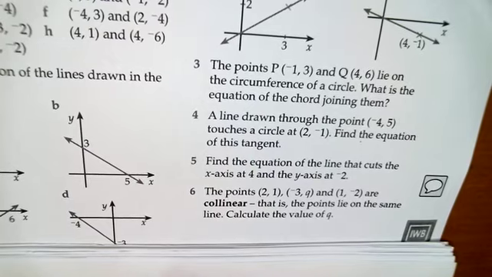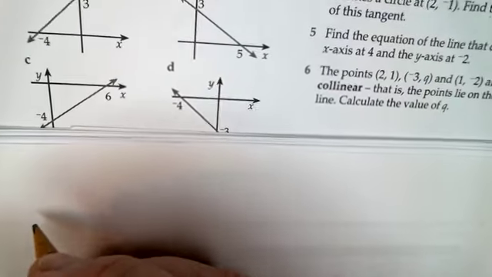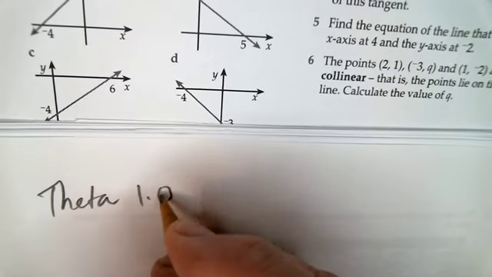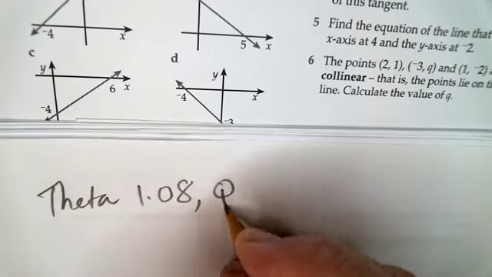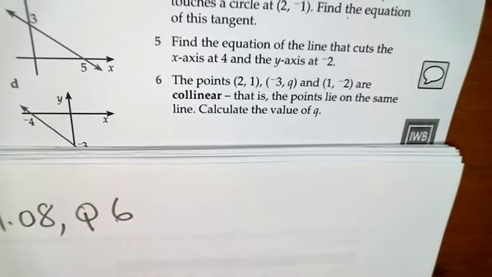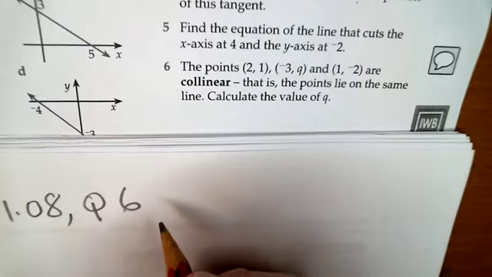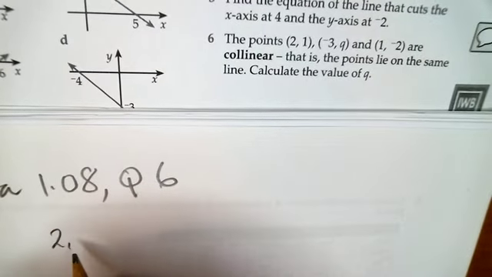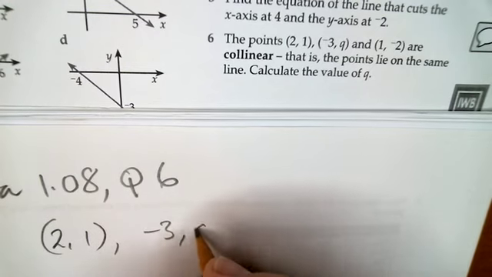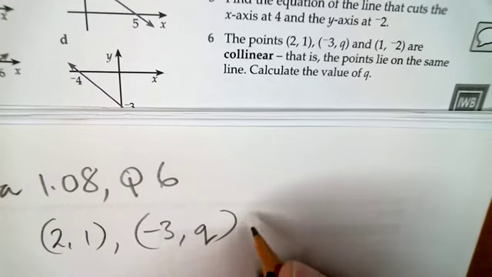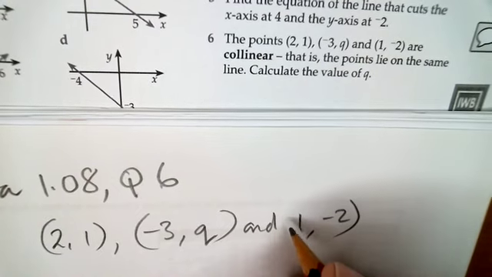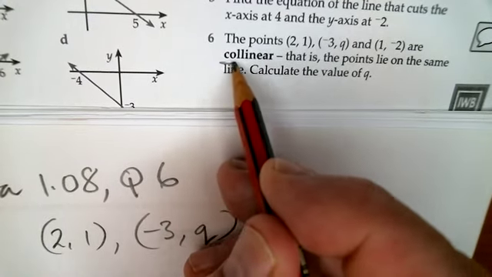All right, let's have a look at Theta Maths, 1.08, and I'm going to have a shot at doing question 6, which is this one here. This is coordinate geometry, and it says the points, and I'll write the points out. We've got (2, 1), we've got (-3, q), and we've got (1, -2), and we're told that these points are collinear.